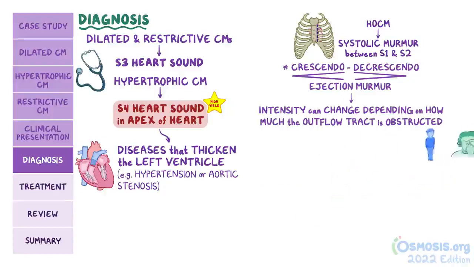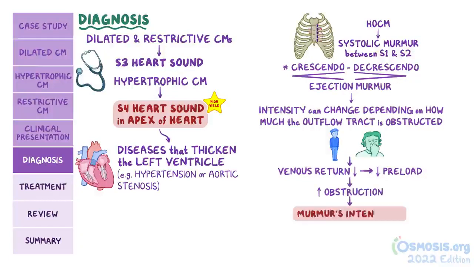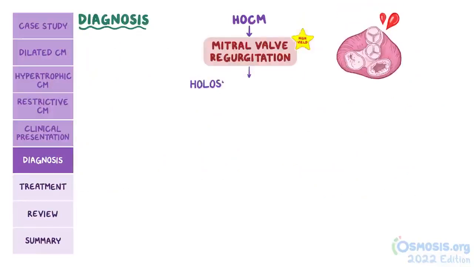If the person stands upright or does a Valsalva maneuver, venous return decreases, which decreases preload, meaning less blood stretching out the ventricle before ejection. So there's more obstruction and the murmur's intensity increases. Okay, a final point here is that since HOCM is sometimes associated with mitral valve regurgitation, a holosystolic murmur may also be present, meaning it lasts throughout systole.